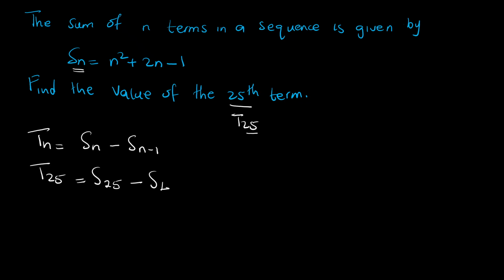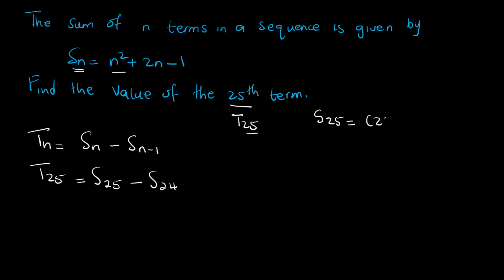So when you take the sum of 25 terms, you minus the sum of 24 terms, the answer that you get is going to be T25. So this tells you that first things first, we need to calculate the sum of 25 terms. When we calculate this, where there's n, we need to put 25.